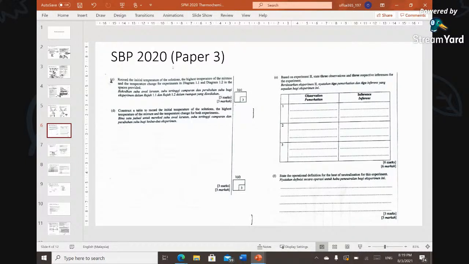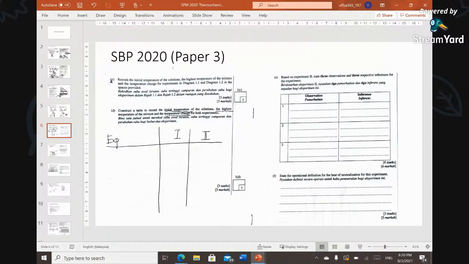Okay, question D. Construct a table to record initial temperature of the solution. Okay, so they already say construct a table. You need to record down initial temperature of the solution, the highest temperature of the solution, and the temperature change for both experiments. Okay, so you have two experiments. So I have experiment 1 and experiment 2.